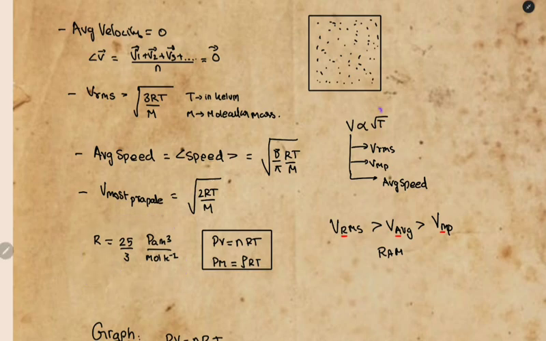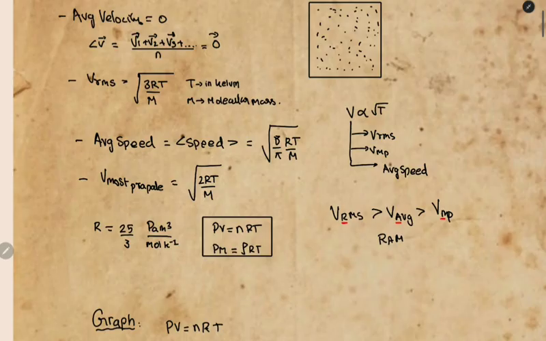Okay, and remember this relation is very important: V is directly proportional to the root of temperature. Fine. So Vrms is proportional to it, V most probable is proportional to it, and average speed is proportional to it. So Vrms will have the maximum value compared to V average and V most probable. Fine.